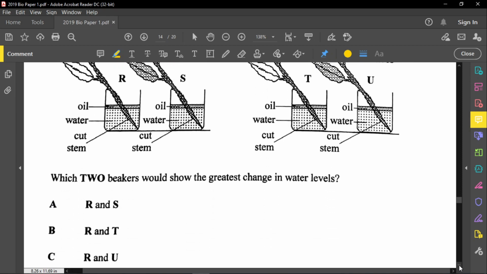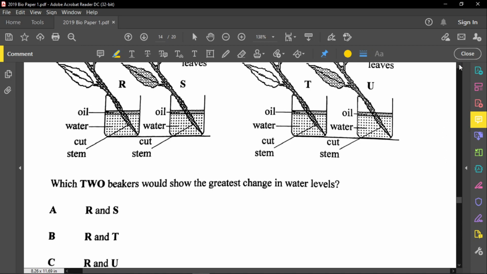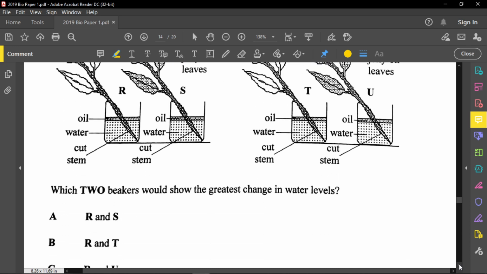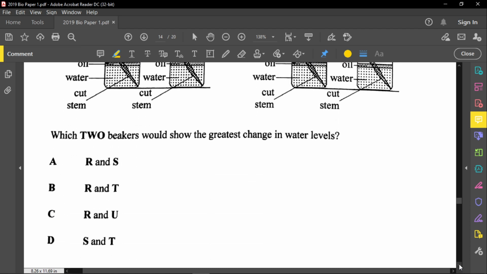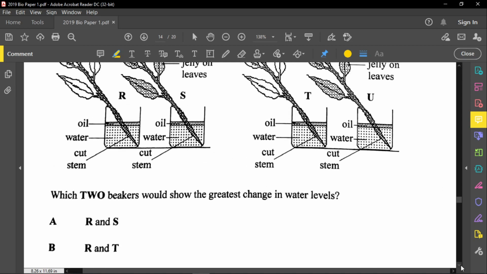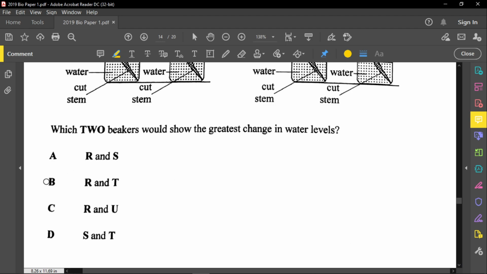It said which two beakers would show the greatest change in water levels? So notice plant R and plant T are not covered with petroleum jelly, but plant S and plant U are covered with petroleum jelly, which means the stomata are blocked, hence you'll have less or no transpiration taking place in those two plants. And so R and T will be the ones that transpire the greatest, which means they have the greatest loss of water. Okay, R and T will be the greatest. So this will be option B.